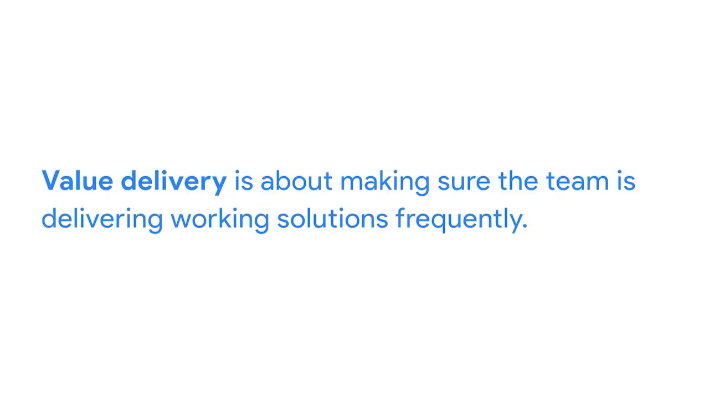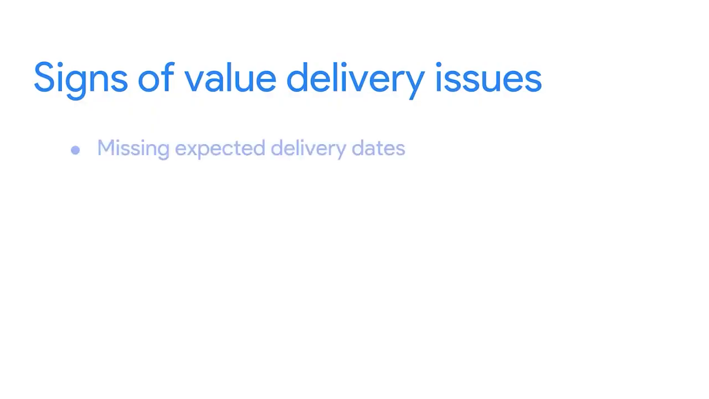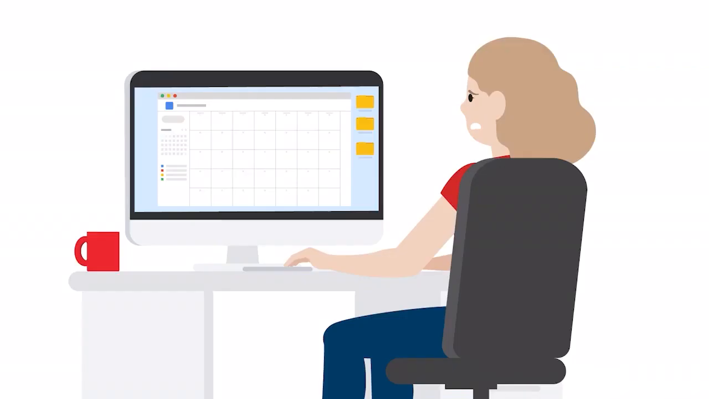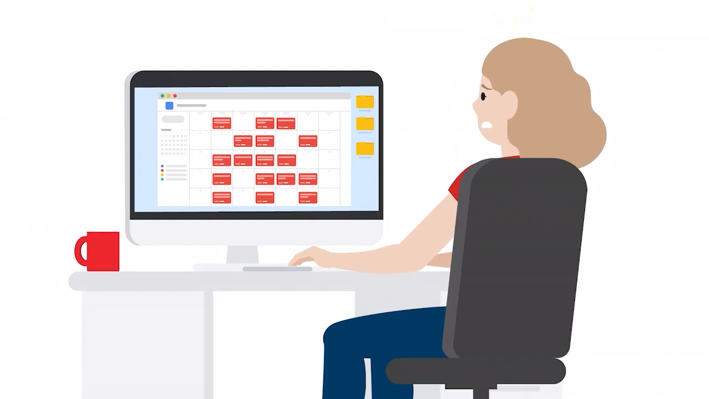delivering working solutions frequently. Some signs that your team is experiencing value delivery issues could include things like the team has started missing expected delivery dates and is taking a lot longer than usual to complete tasks. Or you might notice that the team seems burned out, is working long hours, and showing signs of exhaustion. Or maybe the team has too many items in progress at any given time, preventing tasks from actually getting to done. If you start to notice your team is struggling in these areas, there are a few things you can do to help.